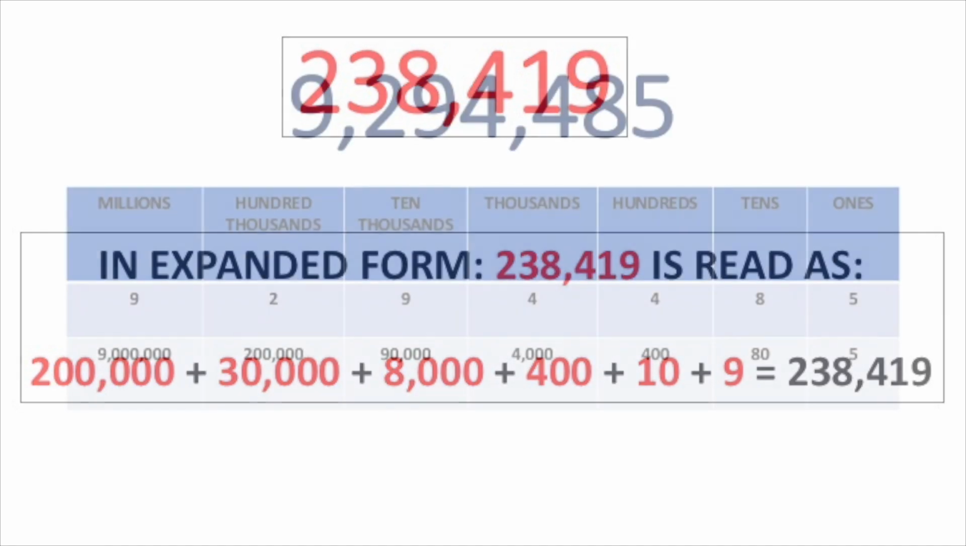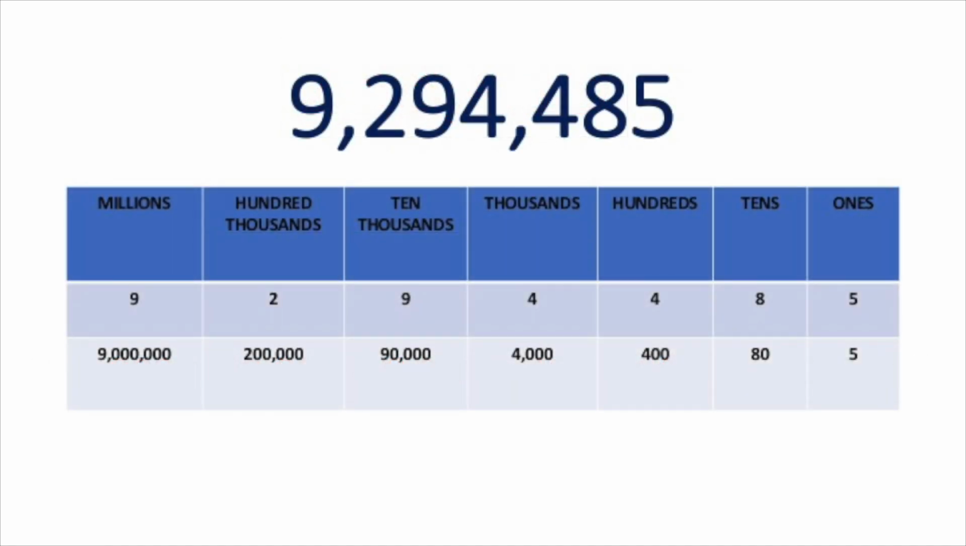This time we're into the millions. How many millions? 294,485. And all we do each time is we look at the place value, millions, the digit value, 9. So 9 millions equals 9 million. 200,000. 90,000. 4,000. 400. 80. And 5 ones. 5. You see? Just work out the digit value of each place, and there you have your number in expanded form.